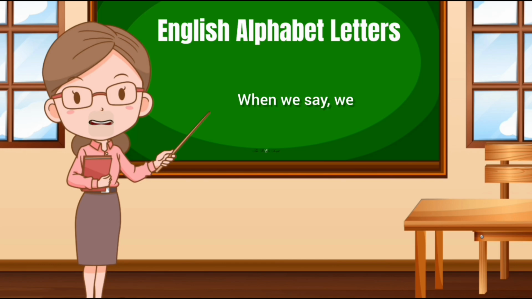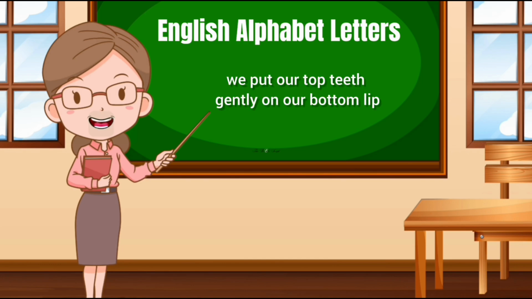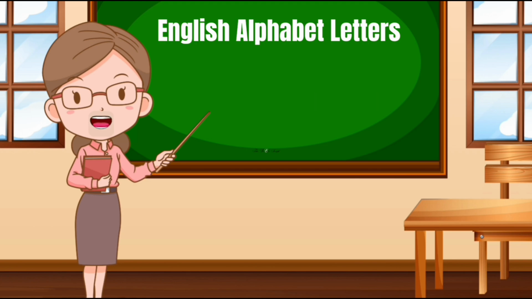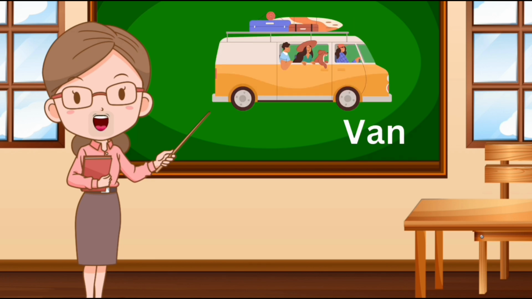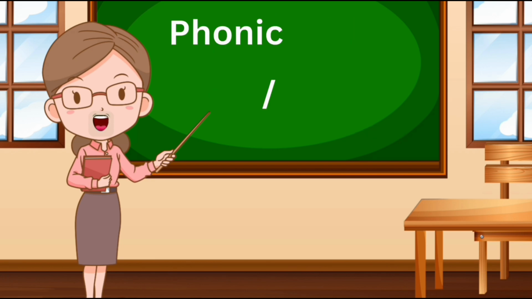When we say V, we put our top teeth gently on our bottom lip and let the air vibrate out. It's a lively, energetic consonant sound that helps us to create many exciting words. The V sound is used for van. The phonetic sound of V is V, children.